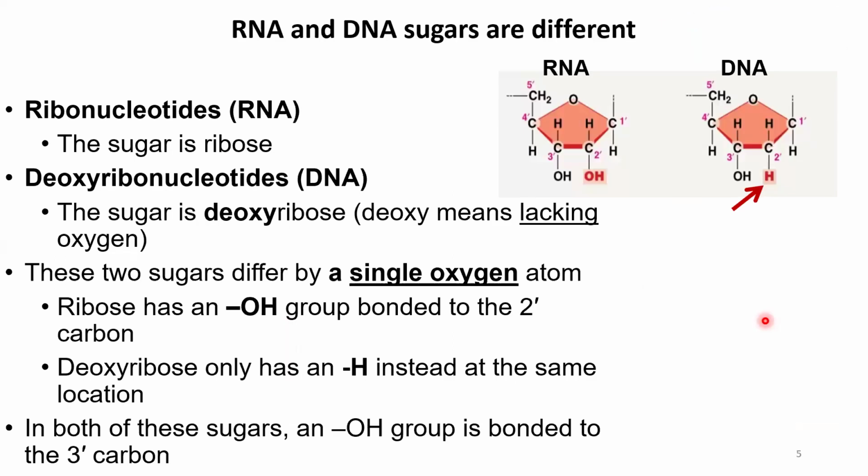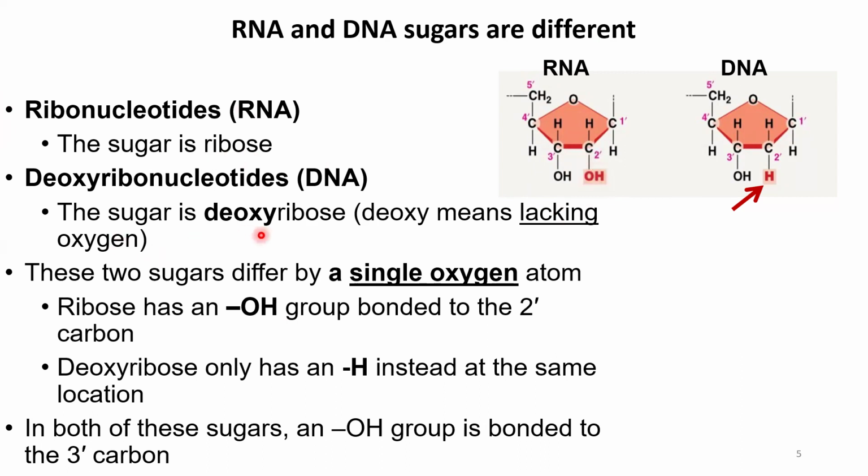Now, one thing that you need to know is that the RNA and DNA sugars are not entirely different. It's one aspect that is missing. So in RNA, or ribonucleic acids, the sugar itself is ribose. So this is ribose with the OH at the 2' carbon.